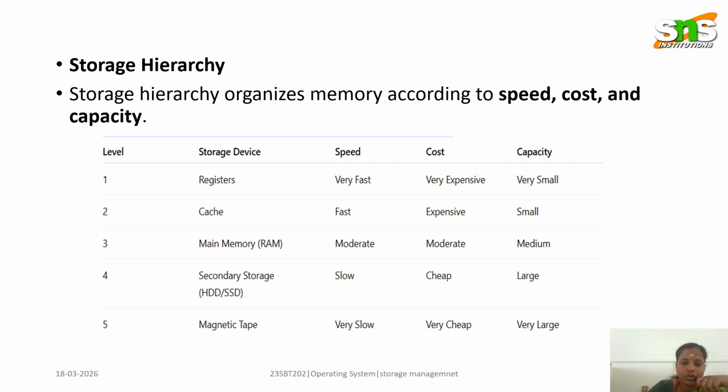The next one is storage hierarchy. It is based on speed, cost, and capacity. Faster storage is costly and has less capacity. If it is slower storage, it is cheaper and has more capacity.